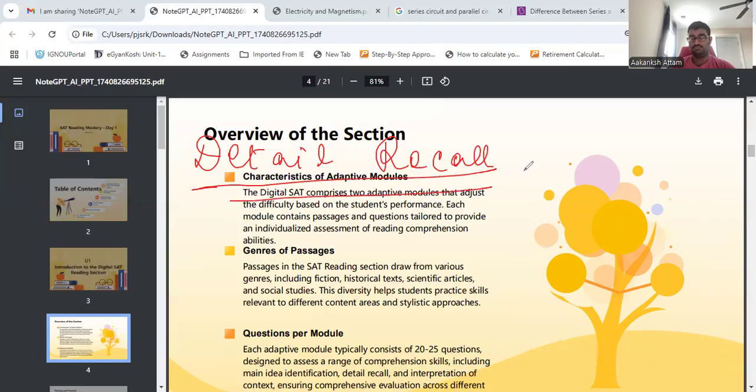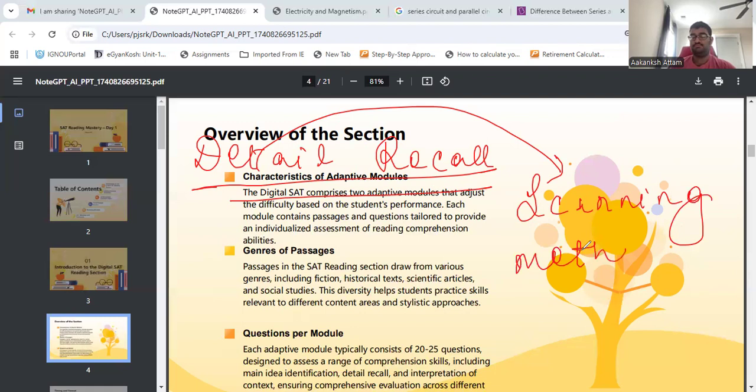What do you understand by detail recall? Like trying to look back into the text. Exactly. Detail recall means here we need to employ the scanning method.